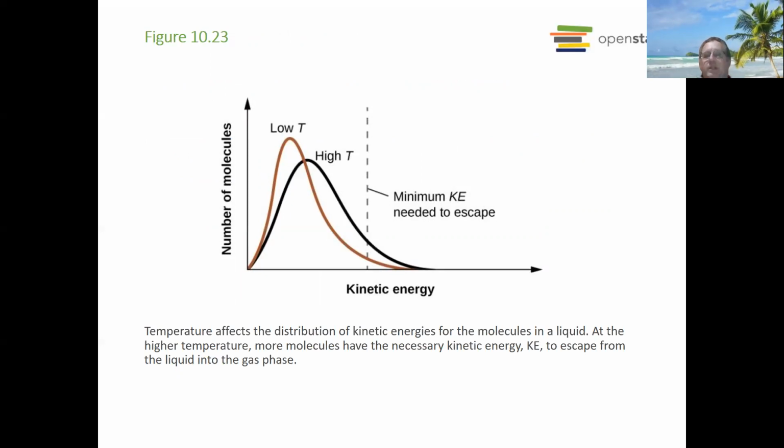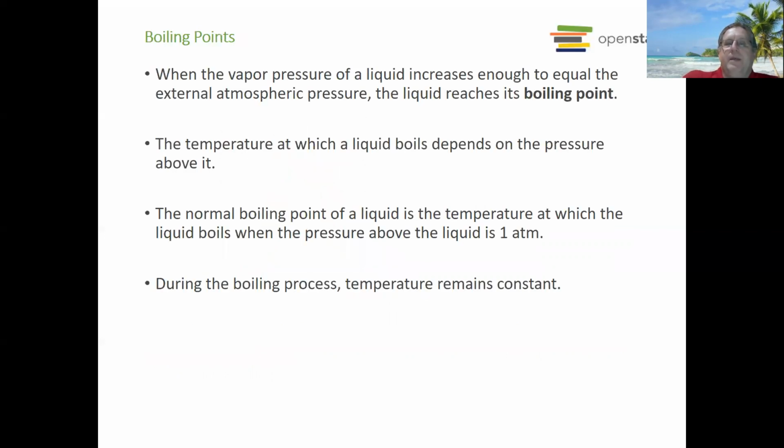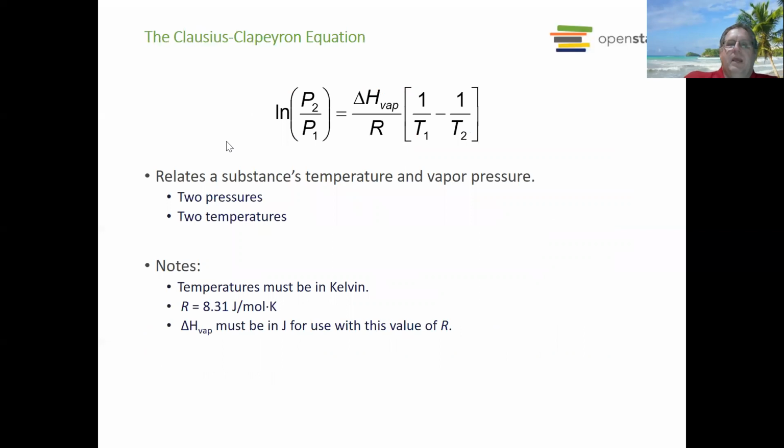Now, if I increase the surface area, I have more of the molecules that are going towards the surface, so I will have faster evaporation as well. When the vapor pressure reaches atmospheric pressure, we say that's the boiling point. And we can actually use the Clausius-Clapeyron equation, and we can relate vapor pressure to the pressures and the temperatures involved. You might see a problem with that.